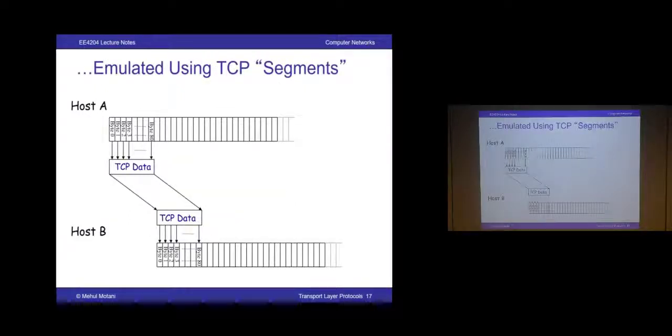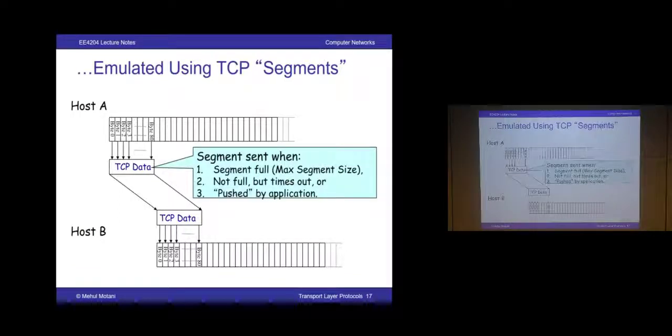Okay, so what happens is at the transmitter, I'm going to have a buffer, right? I don't send a byte at a time. I'm going to collect a bunch of bytes, and I'm going to put them into a segment. And I'm going to send that segment over. So that's the basic idea.